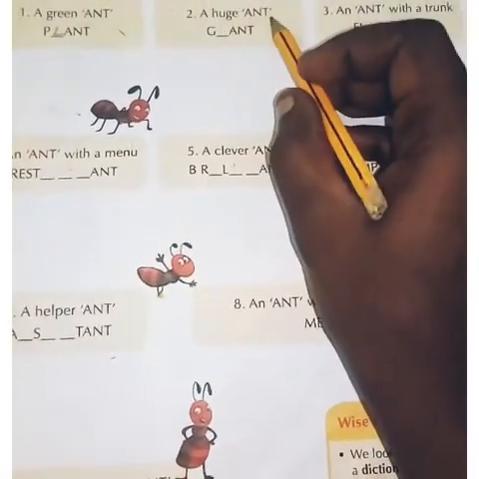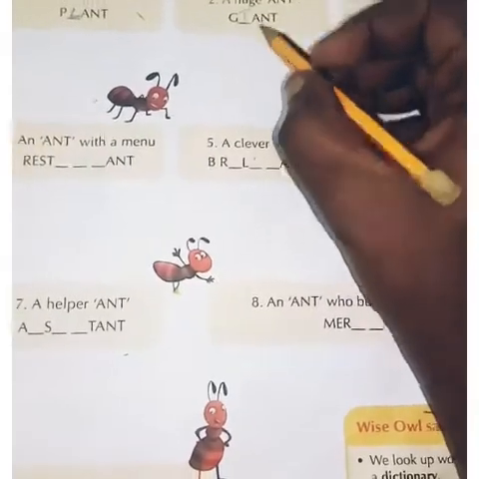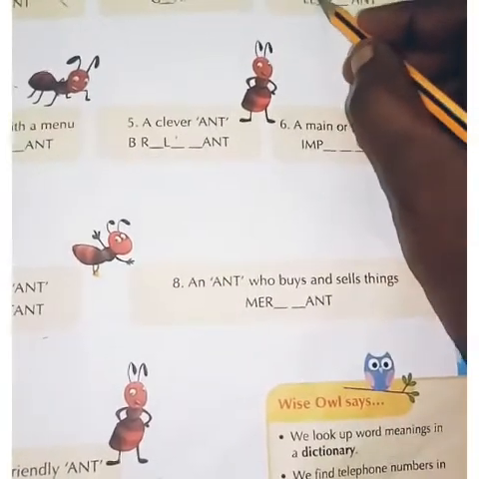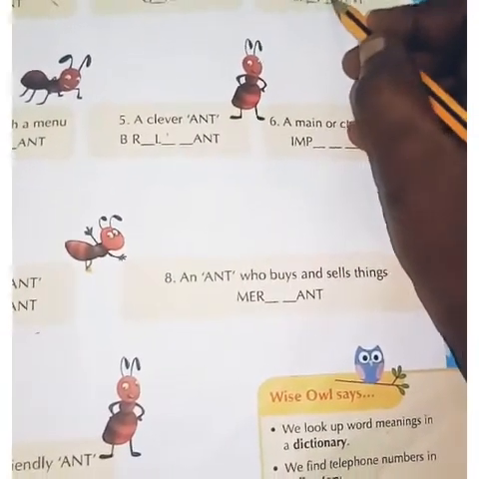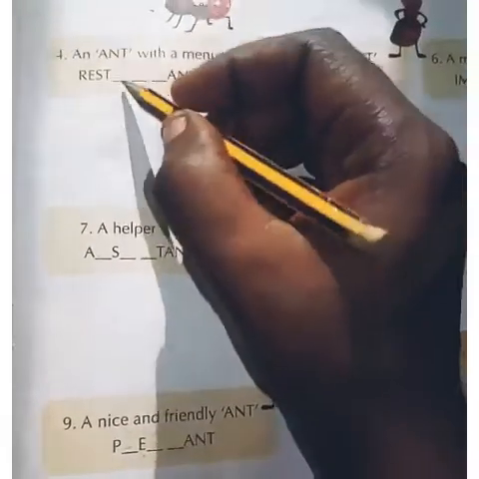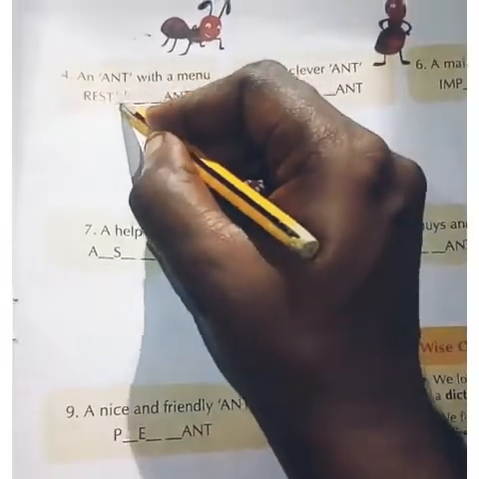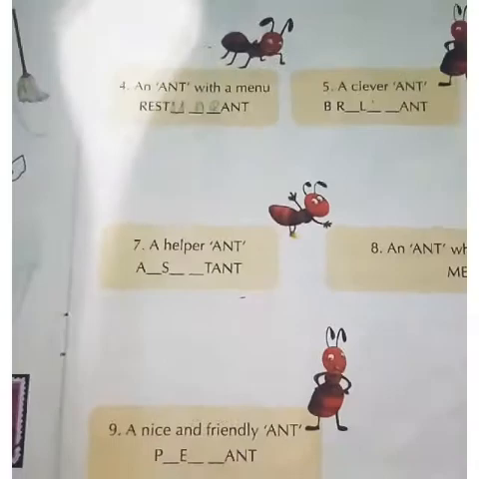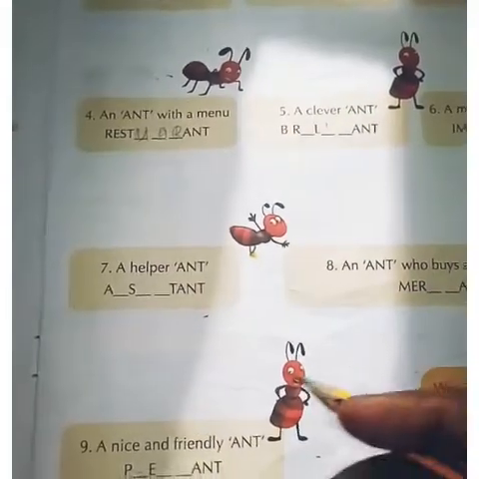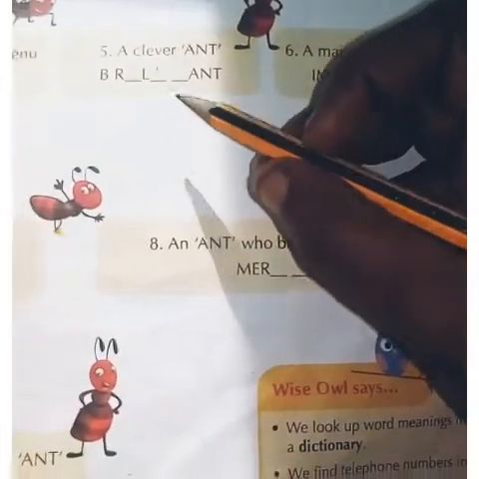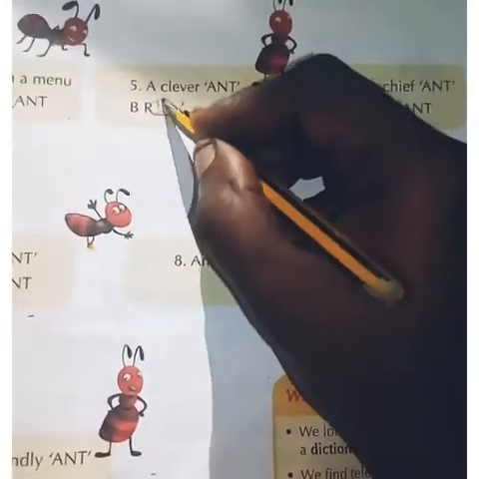A huge ant. What's the answer? Giant. A huge ant, giant. Then an ant with a trunk. Trunk means, already you know, elephant. Elephant. Then the fourth one, an ant with a menu. What's your answer? Restaurant. Restaurant. The fifth one is clever ant. Clever ant means brilliant. Brilliant.